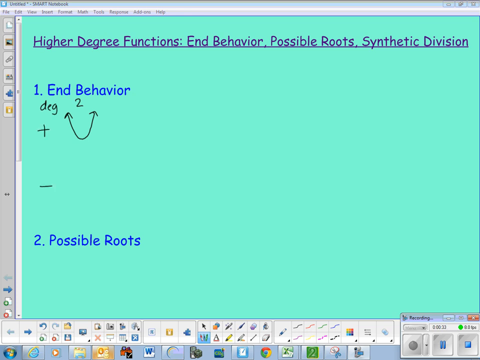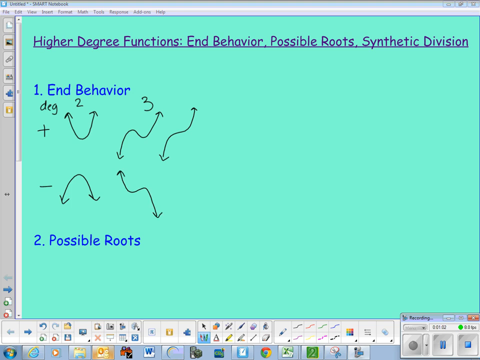Positive, negative, a negative leading coefficient opens downward. Third degree, or cubic, positive cubic is going to look like this in general. Now, it doesn't have to have the peak and the valley. It might just level out, like x cubed just gets flat right in the middle and then keeps going up. But one way or the other, it's going down to the left and up to the right. All right, this end behavior. A negative is just going to flip-flop that.